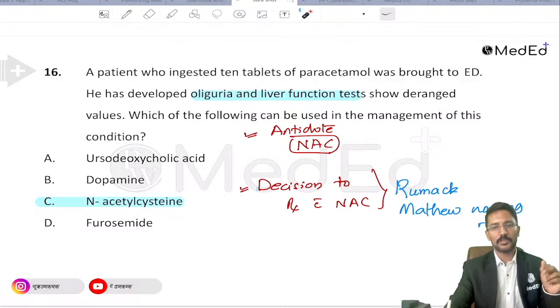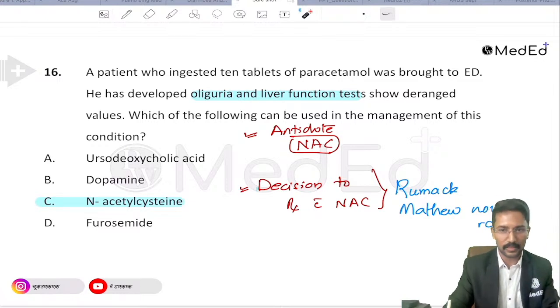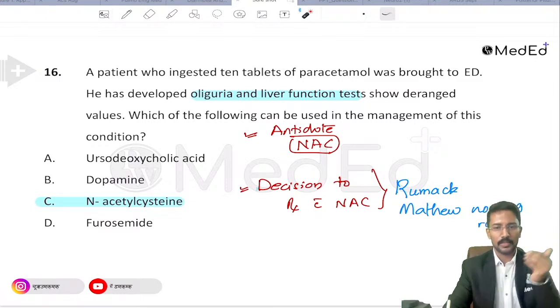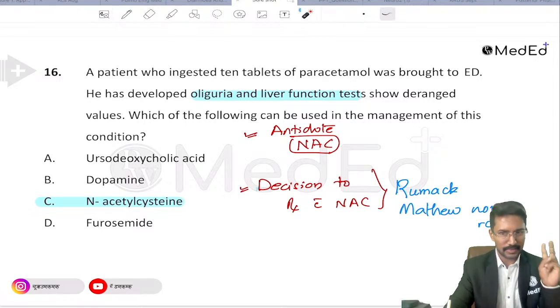The second exception is when the patient has taken lethal doses. A 10 gram single consumption is considered lethal. 4 grams is toxic, 10 grams is lethal. So if a lethal dose is taken, don't waste your time waiting for the paracetamol levels. Give it right away. That is the second exception.